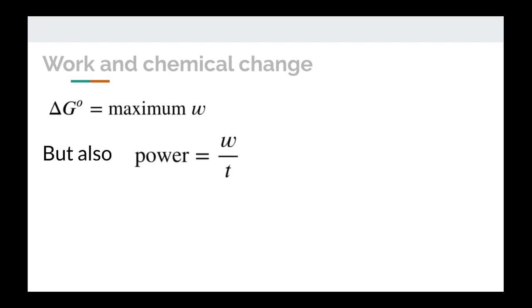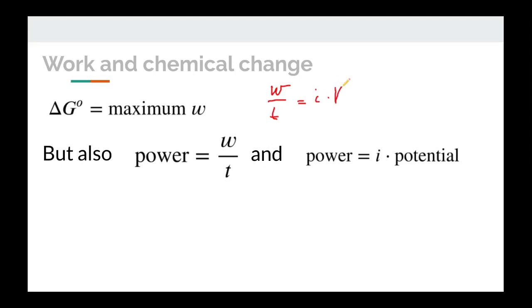Now from physics, we know two things about work. One is that power is the ratio of work to time. And we also know that power is current times potential. P equals IV, you might remember if you've ever taken an electricity class or a unit on electricity. So let's set these equal to each other because both of these are power. So work over time is equal to current times potential. And I'm just going to use V for potential here.